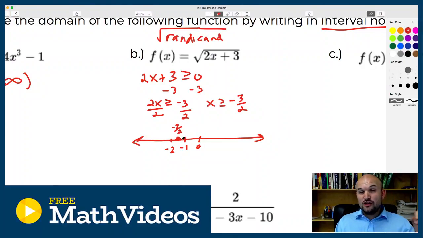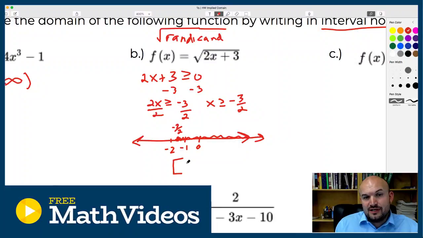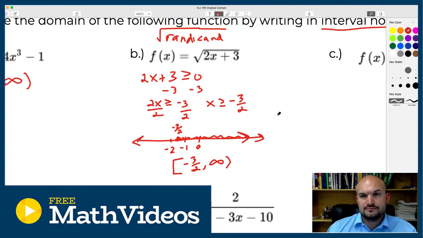And it's all numbers that are greater than. So that's going to be all values to the right, and it's going to continue, right? But any number to the left or negative of negative 3/2 is not within the domain. So negative 3/2 is contained within our domain, so we're going to use a bracket to represent that. And then it's going to continue all the way going to more positive values of infinity.